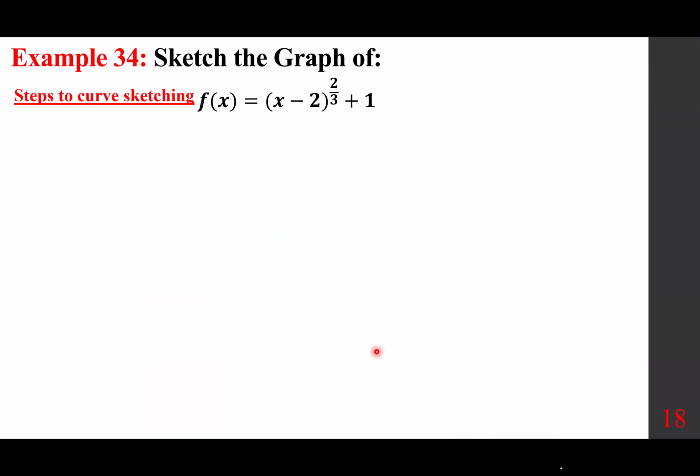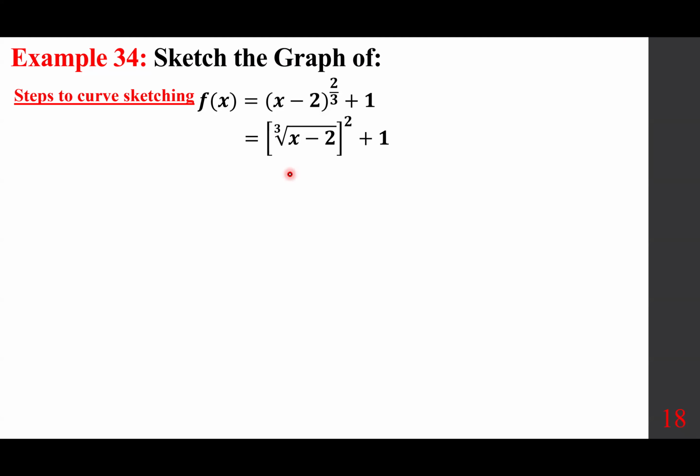I want to sketch this graph. F of x is (x minus 2) to the power of 2/3, plus 1. Let's see how we do that. First and foremost, I want to tell you the type of function you have, and therefore I want to show you the pre-calculus part. So I'm going to rewrite this as the cube root of (x minus 2) quantity squared, plus 1. So it's important to understand this is the cube root of (x minus 2) quantity squared plus 1.